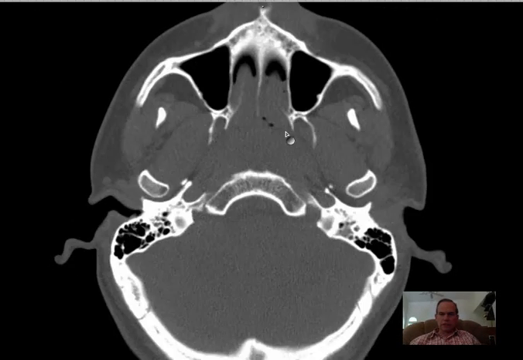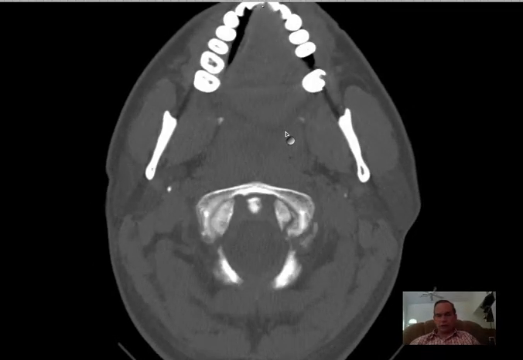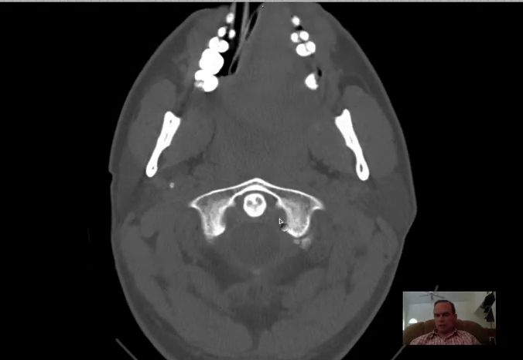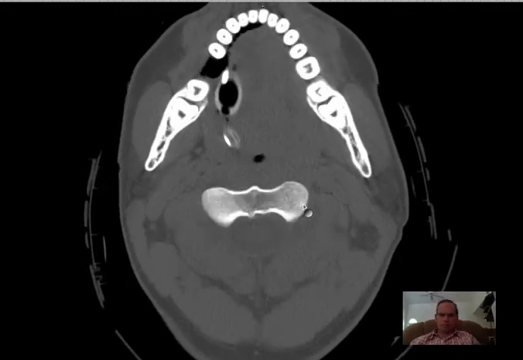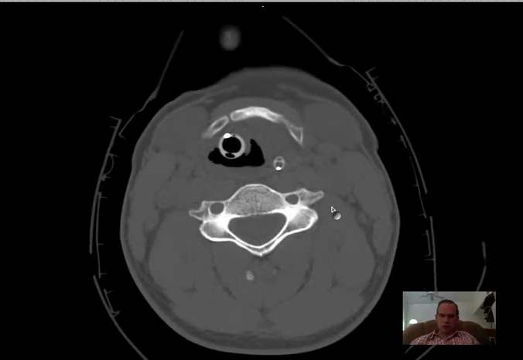Okay, going to the axial images here, which used to be all that we had. Here you can actually appreciate much more clearly the complexity of the fracture at the occiput C1 level, with fragments of the occipital condyle and fractures of the C1 ring, the lateral mass, left lateral mass of C1. And here's the odontoid. Looking at the rest of the vertebra, everything else appears to be okay.